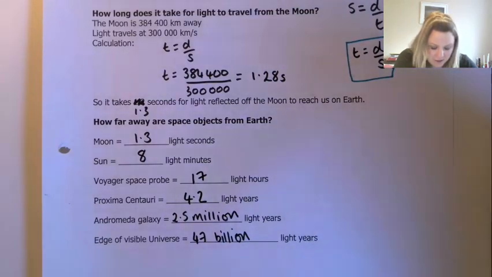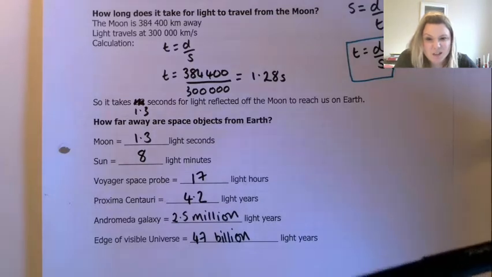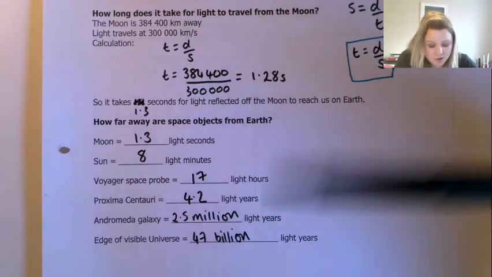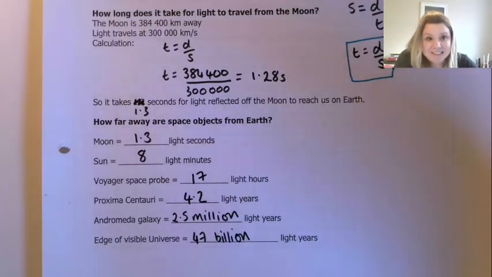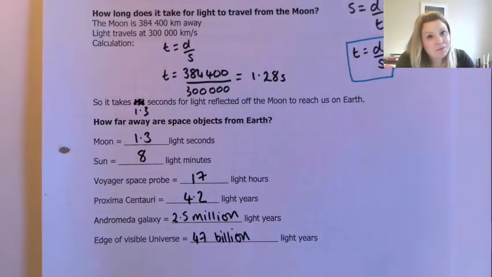And then the edge of the visible universe is about, I think it's really 46.5, so I just rounded up to 47 billion light years away. So that is how long it would take the light to reach us from there. See what I mean about the big numbers being hard to visualize?